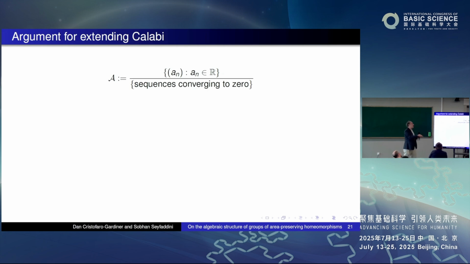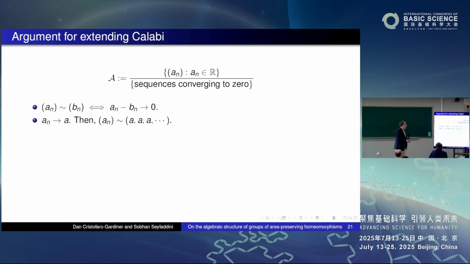Remember, we're trying to define something like the Calabi invariant of a homeomorphism. So we want to take a repository in this script A. So just to say again what this means, in script A, two sequences are equivalent if and only if their difference has limit 0. So for example, if your sequence actually converges to a limit, then it's equivalent to the constant sequence.